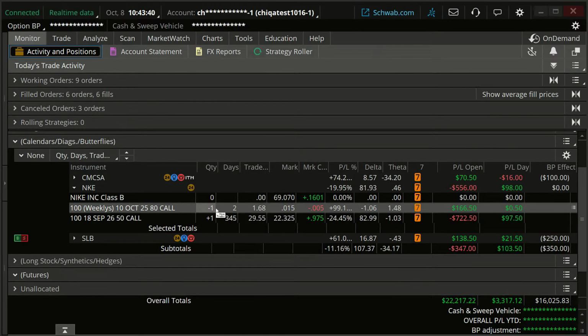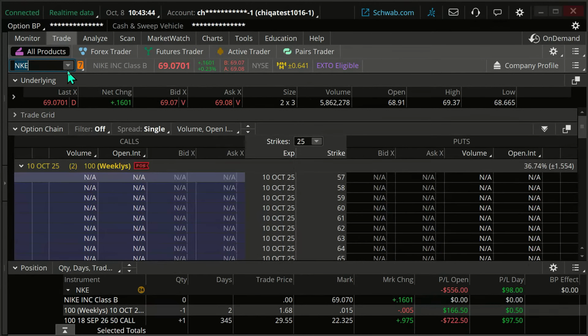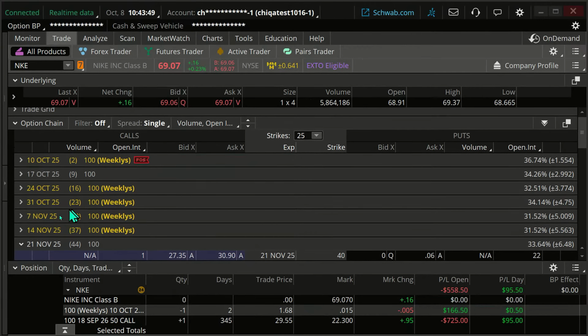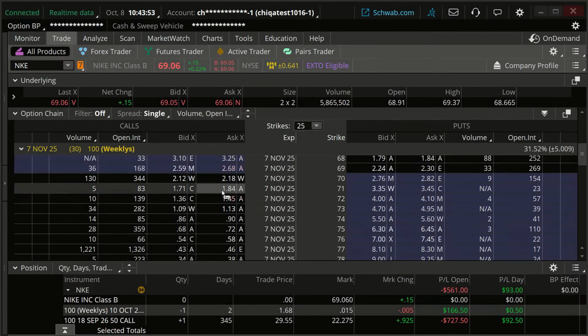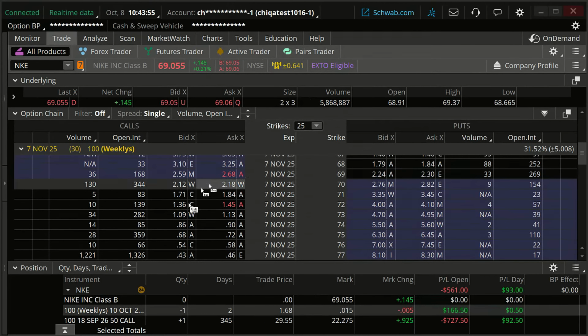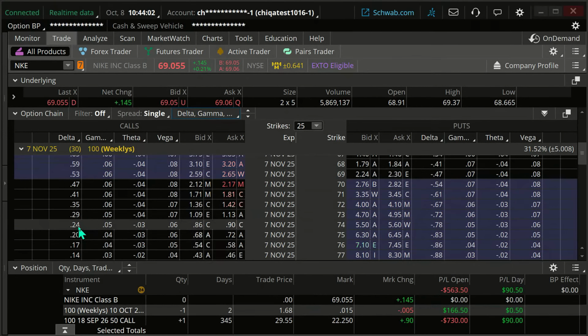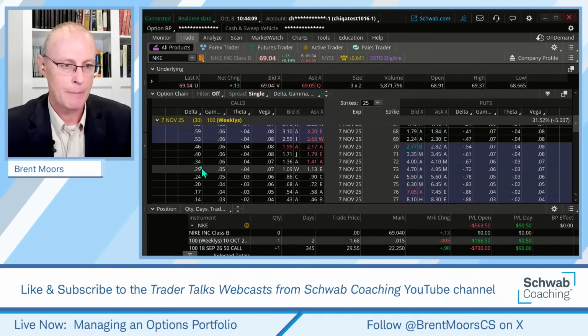And so let's just take a quick look at Nike. Okay. And then we're going to end up with this. I'm going to roll it out about a month. Go to November 7th. What am I going to roll it to? I'd like to keep it out of the money. I don't want this to go in the money. So what I may do is use Delta as a guide. Delta tells me how much the option is going to move in relationship to a $1 move in the stock price, but it also gives me a percentage guide. I can go 29%, roughly 20% or something like that.